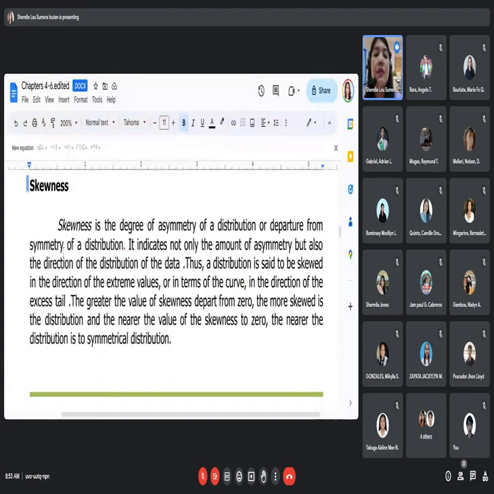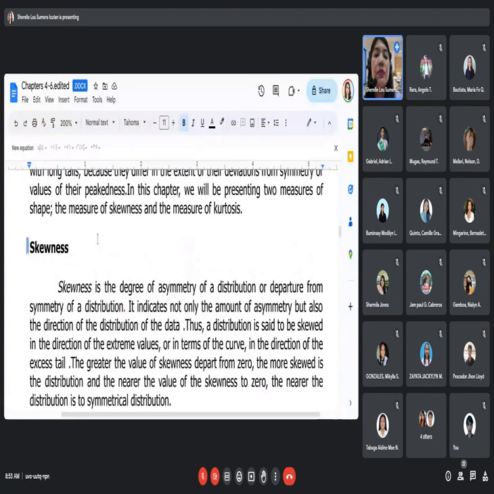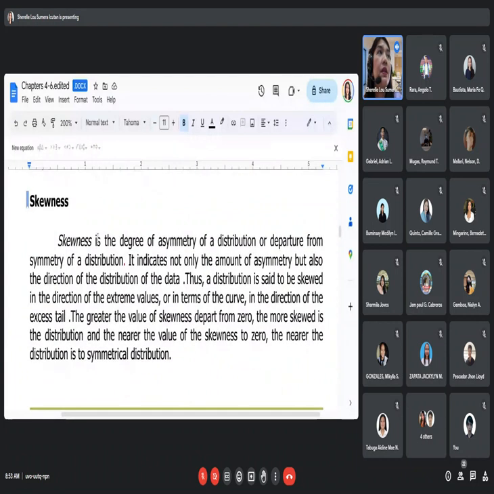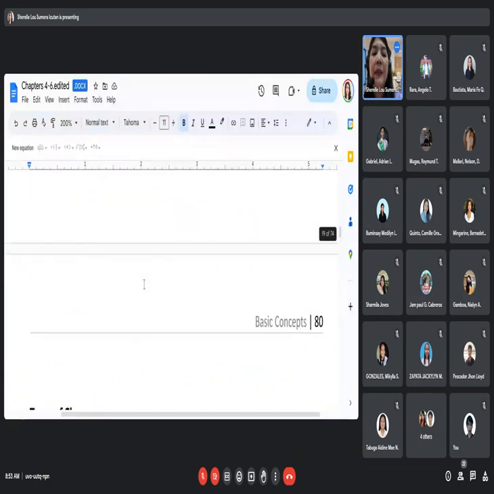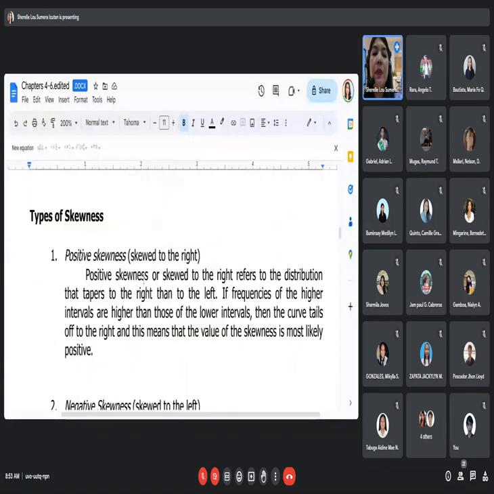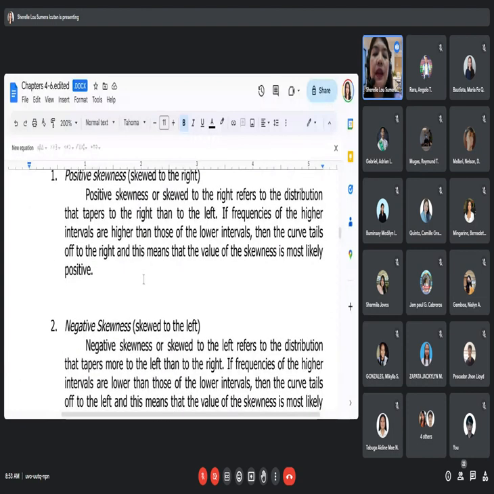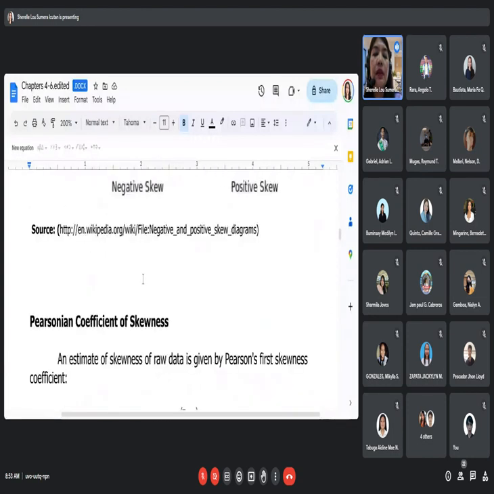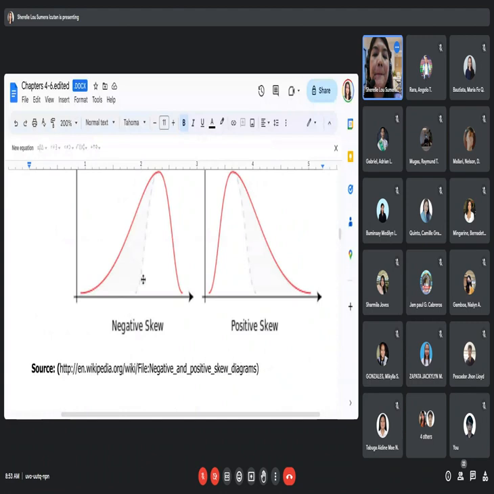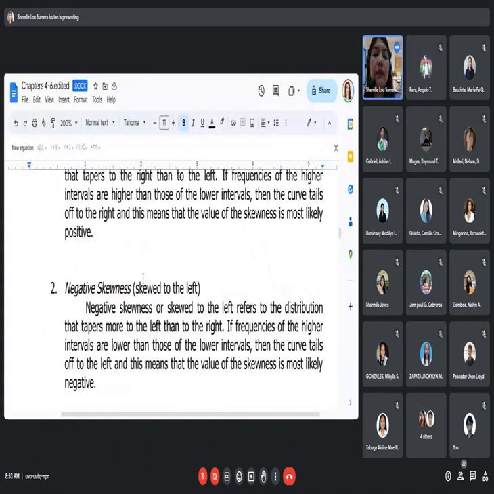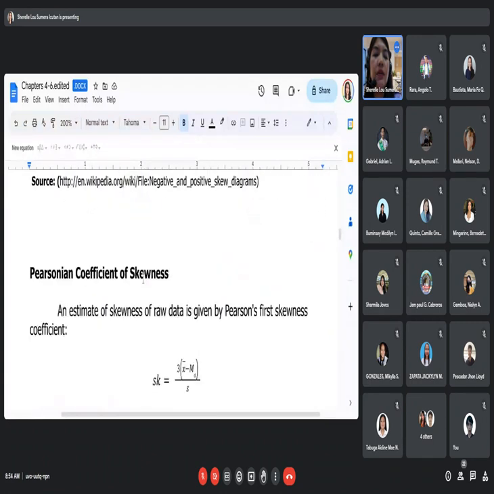So, for the skewness, ito na yung measures of shape. You have two types of shape, no? Dictating the shape. You have skewness and kurtosis. For the skewness, this is the degree of asymmetry of a distribution or departure from symmetry. So, you have three types of skewness: positive, negative, and the perfectly skewed.